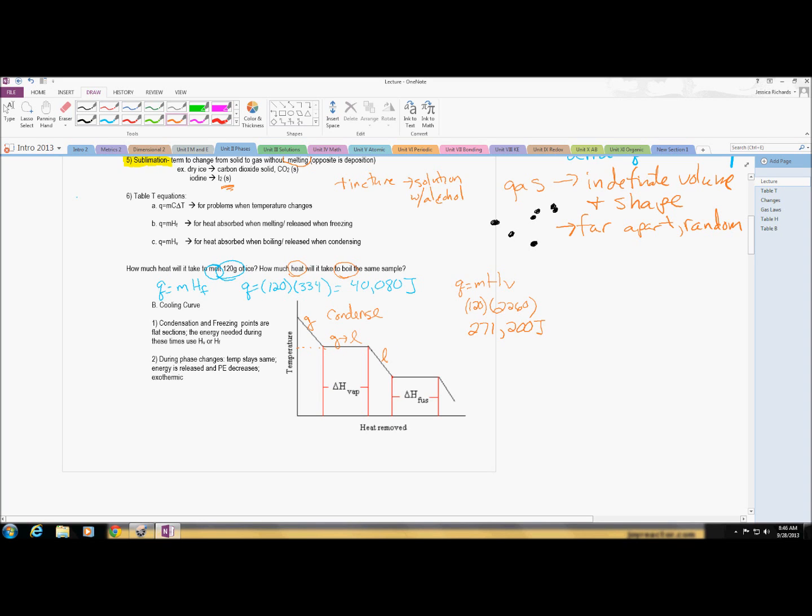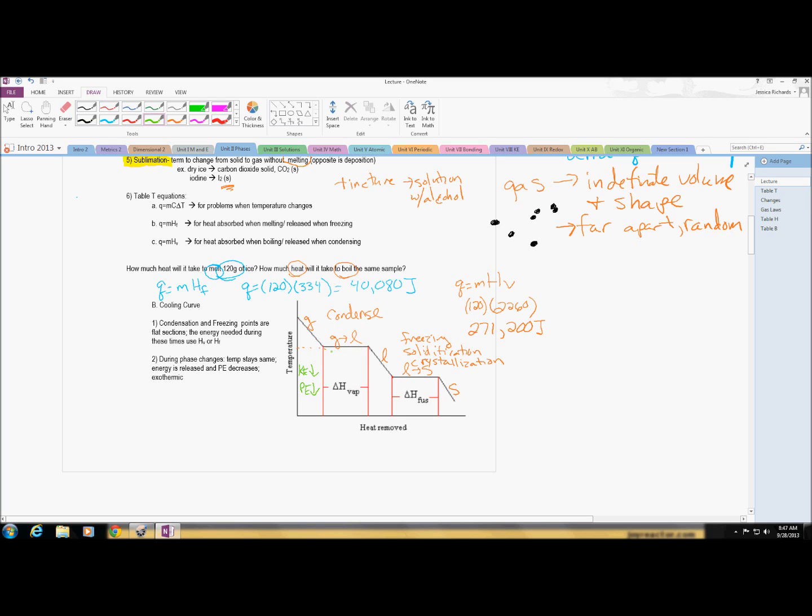This section would be a liquid only. Here we have a liquid turning into a solid called freezing, called solidification, sometimes called crystallization. So lots of different words for that one. And then down here we have nothing but solid. Just like on our heating curve, wherever it's slanted, the kinetic energy is changing, but in this case the kinetic energy is decreasing and the potential energy is decreasing.